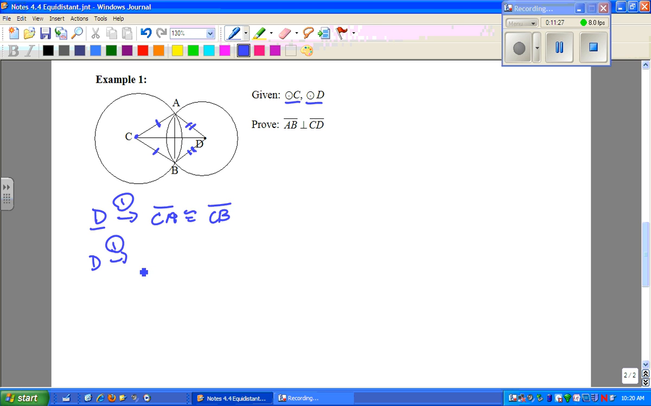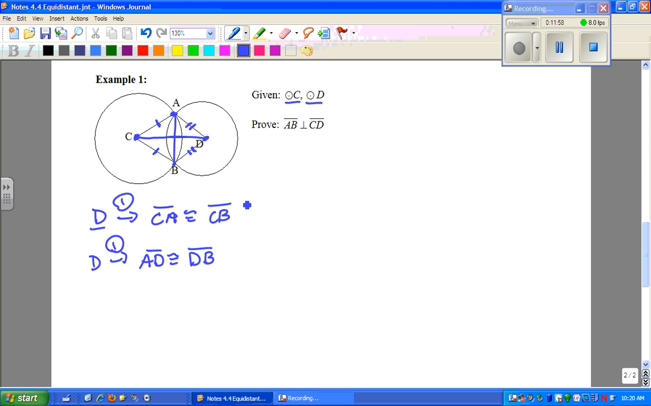Same reason, AD is congruent to DB. That means this point and this point are on this line. AB and B are on this line. So what's happening is that A and B are away from each other. So these are the stationary points.